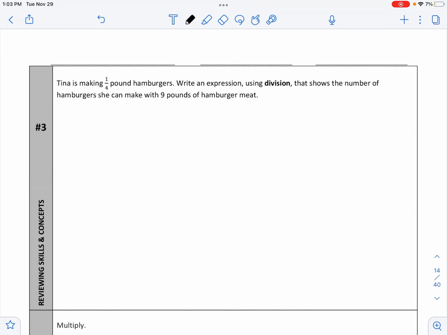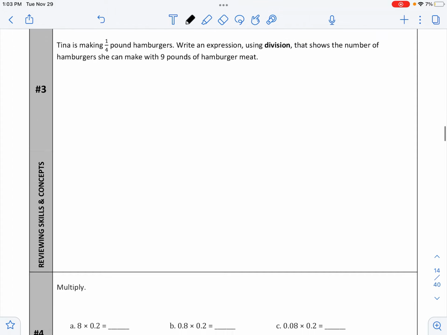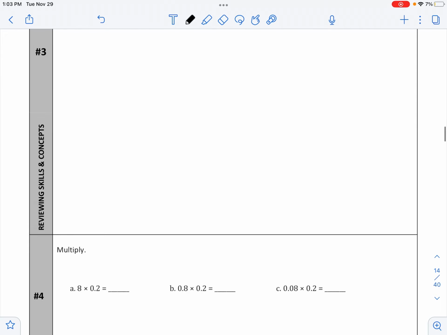In question 3, you're writing a division sentence. Again, pretty straightforward. Read carefully and annotate. And in question 4, you've just got more decimal multiplication.